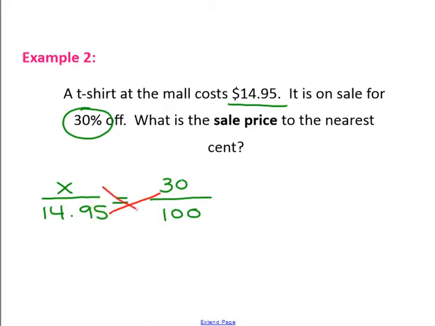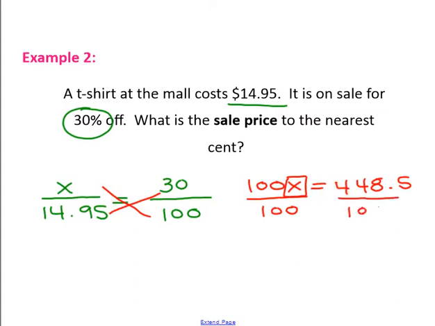I'm going to cross multiply. 100 times x is 100x, and then $14.95 times 30, do that in your calculator, is going to be 448.5. Box the variable, divide both sides by 100. This is going to cancel. X equals, and when you do that division, you're going to get 4.485. Now, this is what your discount is going to be. You're going to save $4 and this much cents.